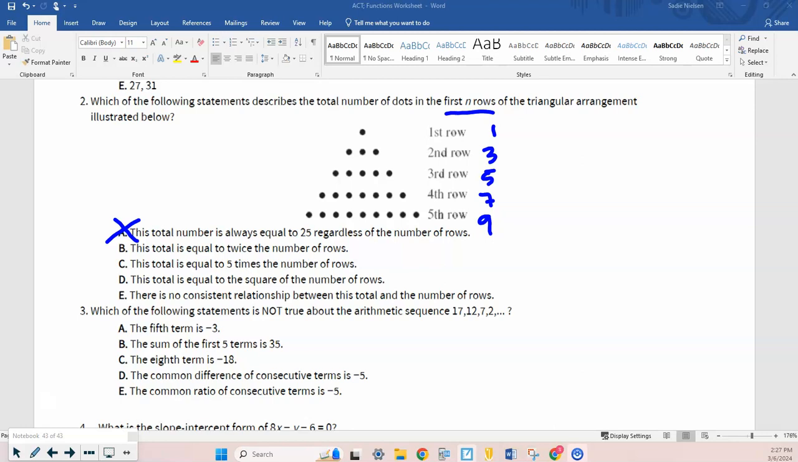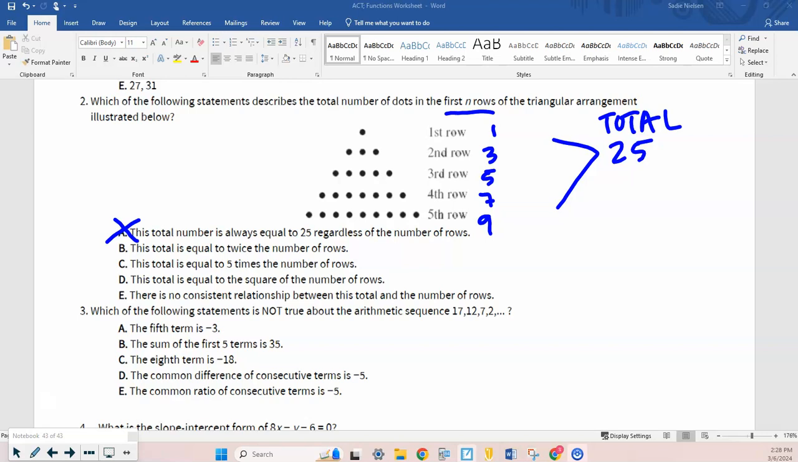Now it says B, this total is equal to twice the number of rows. So if we add up the total dots right here, 1 plus 3 plus 5 plus 7 plus 9, that's 4 plus 5 is 9, plus a 7 is 16, plus another 9 would be 25, right? So if I'm saying that the total number of dots is equal to twice the number of rows, thumbs up if you think that one's true, thumbs down if you think it's false. Sideways if you're not sure. It's okay not to know.